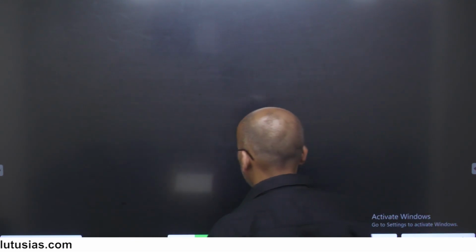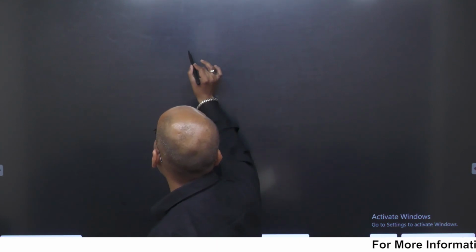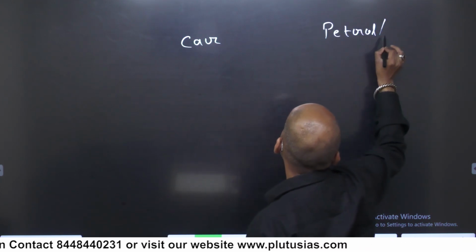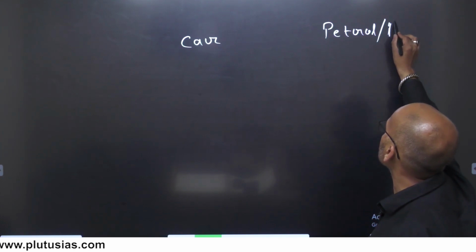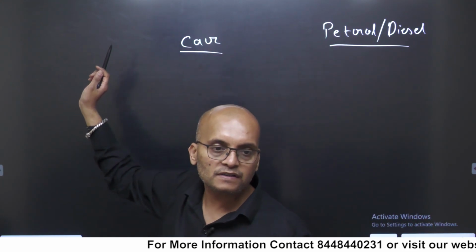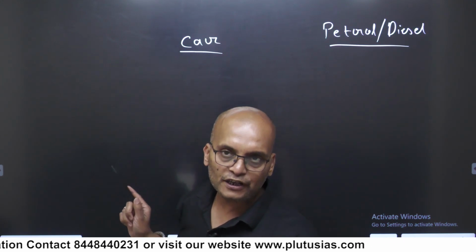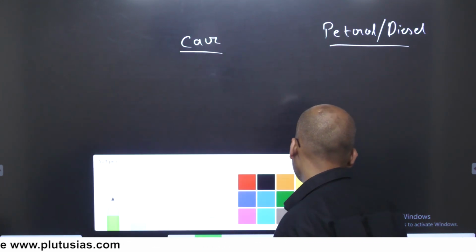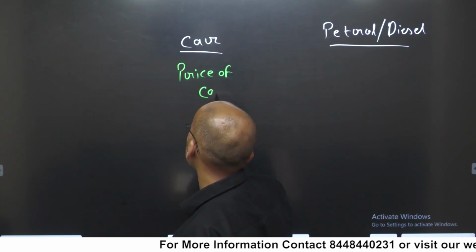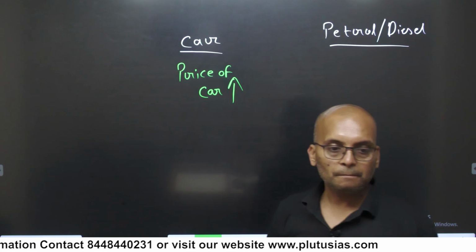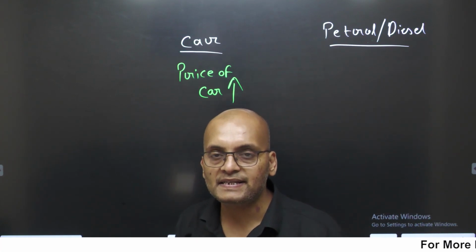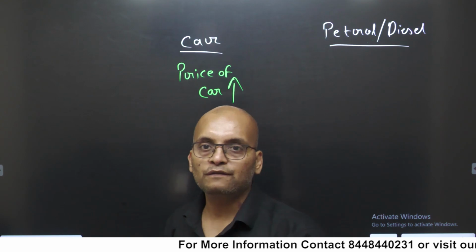If we talk about complementary goods, think and answer. I'm talking about complementary goods, that is car and petrol. Petrol, diesel, whatever. Now these are complementary goods. Yes or no? Car and petrol are complementary goods. Now tell me one thing. Price of car has increased. So what will happen to the price of petrol? Will it remain the same? Will it increase? Will it decrease?